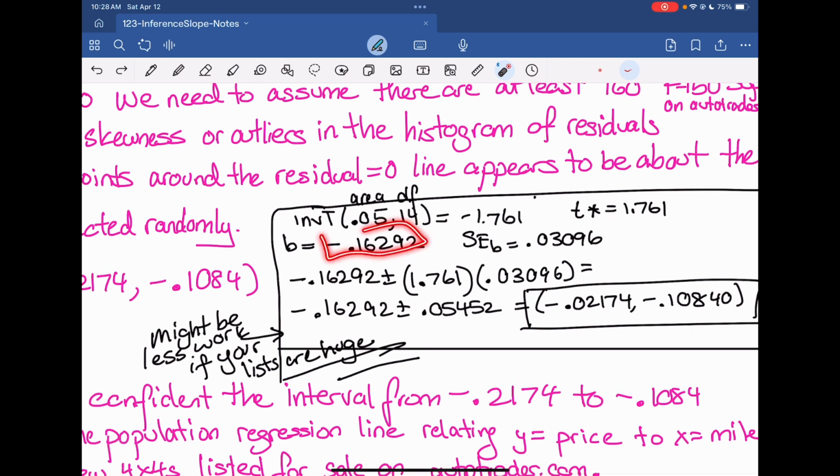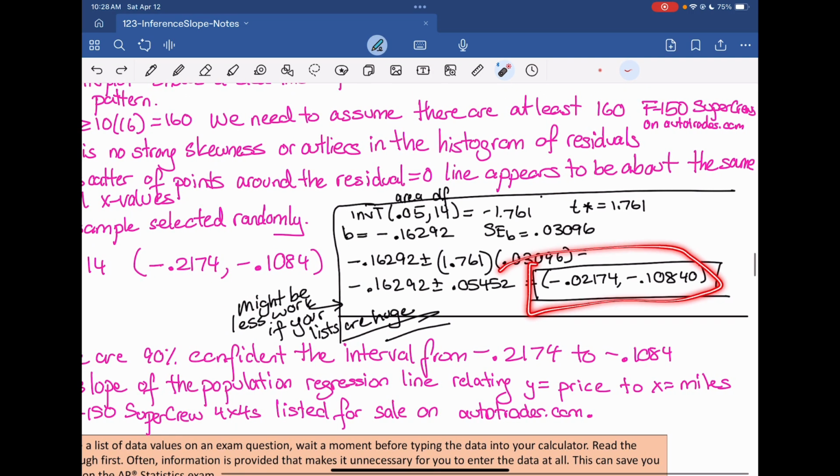Okay, so you take your b plus or minus that 1.761 times that. And those two multiplied is this. And then this plus or minus that is these two numbers. Make sure it's the smaller number and the larger number in that order. If you flip-flop them, you will not get full credit. This is an interval. It always must be the smaller number and then the larger number in that order.